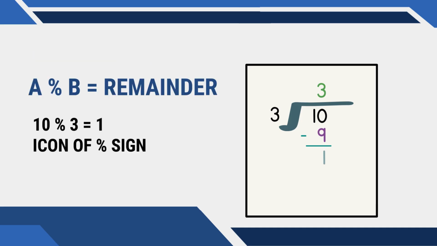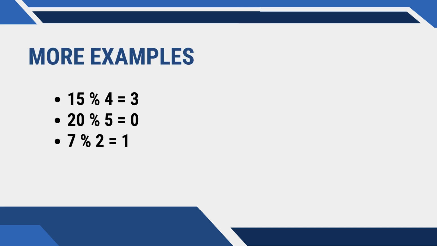In computer education, modulo is written using the percent sign. For instance, 10 % 3 means the remainder when 10 is divided by 3. The answer is 1. Let's look at more examples.